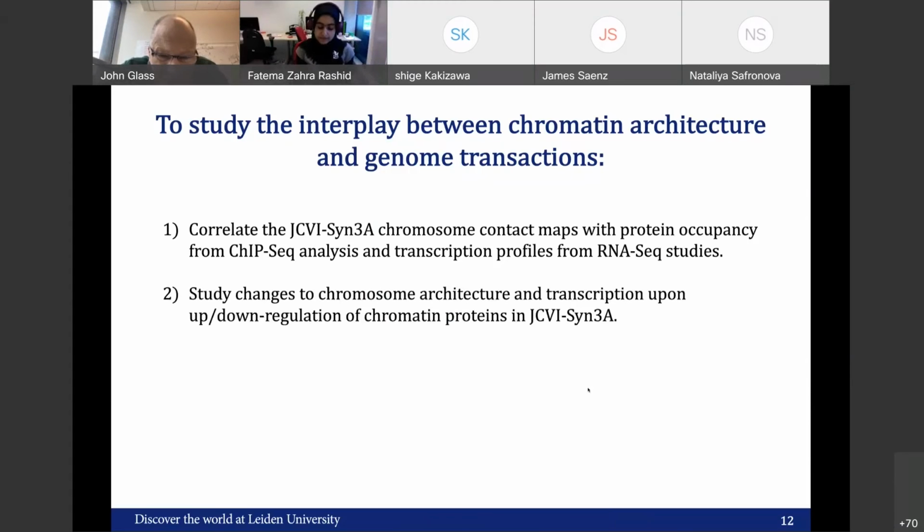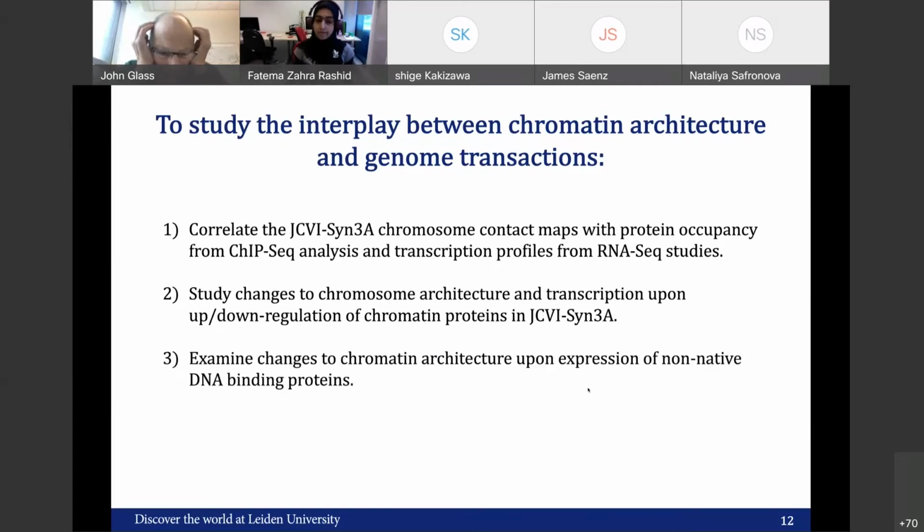The second thing we would then like to do is we want to know how these chromatin binding proteins actually affect genome interactions or transactions like transcription. So we want to upregulate and downregulate these chromatin proteins and see the effect on chromosome architecture and thus the effect on transcription. And finally, because this chromosome is reminiscent of chromosomes at the very early stages of evolution, we would obviously like to see how nucleoid-associated proteins drove chromosome evolution.